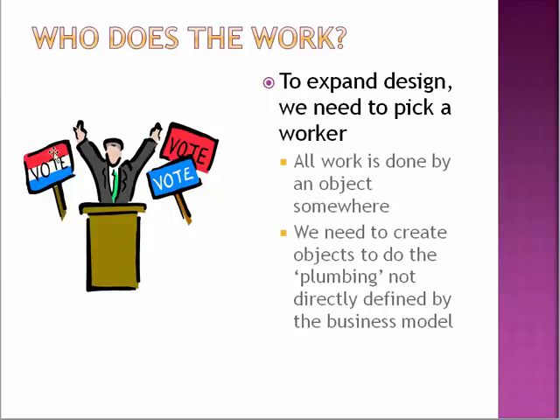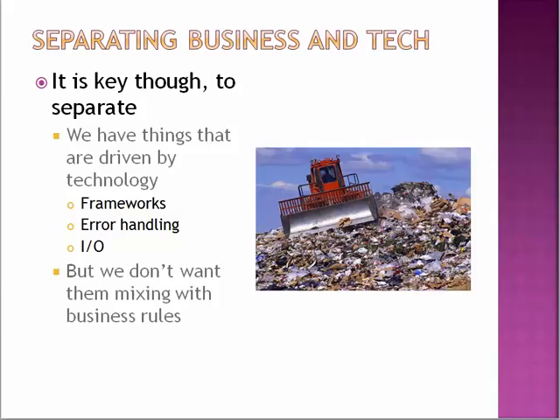We have a lot of objects that are implementing the plumbing that enables the business model. They're talking to databases. They're logging to files. They're storing sessions for when users come back and forth. And we generally want to separate out the cool business stuff from the technology stuff that's a necessary evil. We do that using frameworks and error handling and input-output and all those sorts of things, but we don't want that to get tied into selling stuff and trading football players and buying insurance and all the different things that we would normally be doing in our systems, because technology changes over time.